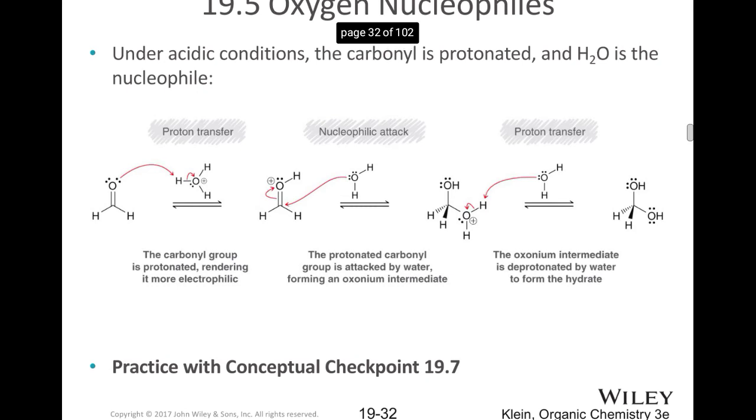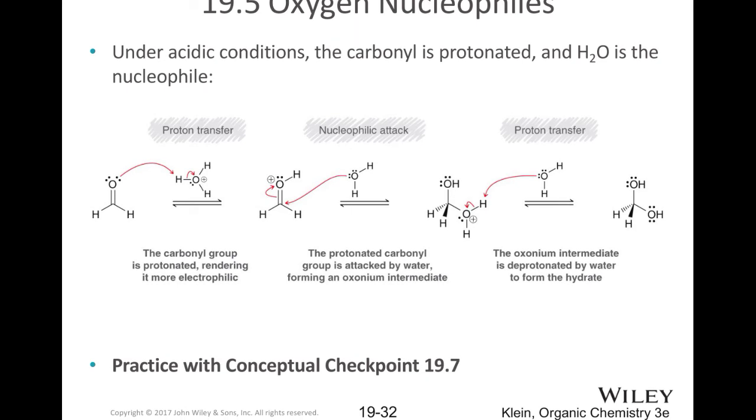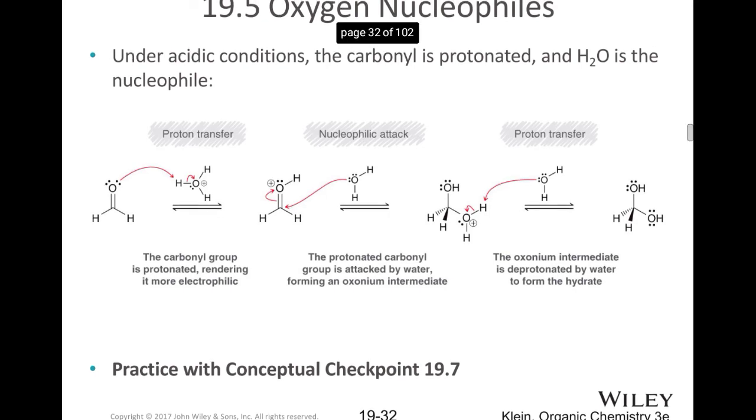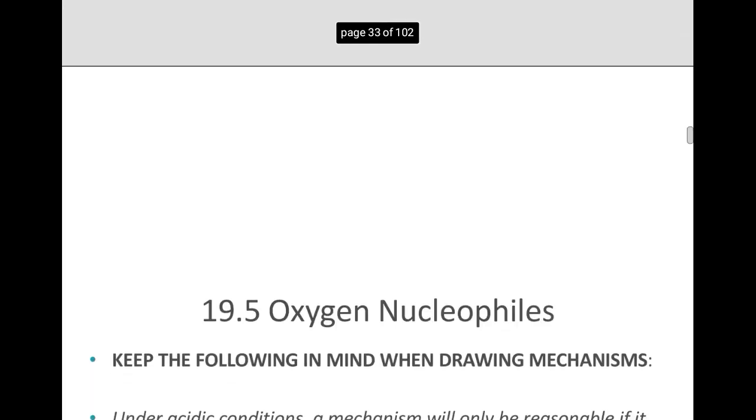You can probably guess the first step is going to be protonation of the carbonyl to render it more electrophilic and more reactive towards a weak nucleophile like water. Then I produce an oxonium, I undergo a proton transfer, and I end up with a hydrate once again. So of course, in acidic conditions, I have to activate the carbonyl with acid before I can do the nucleophilic attack with my weak nucleophile.